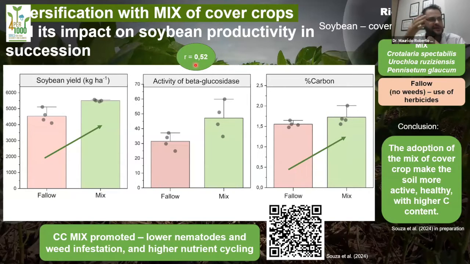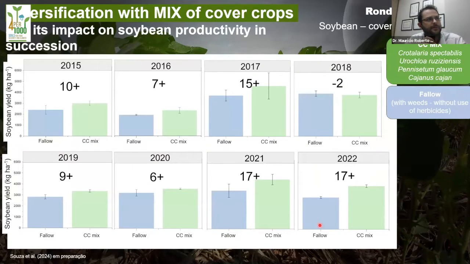And in this type of system, we have other benefits. For example, lower nematodes and weed population, and also high nutrient cycling. And it was published in a paper this year. In another place close to Goiás, in Mato Grosso state, also in the center part of Brazil, with the same style of field experiment, we can see more or less the same history.